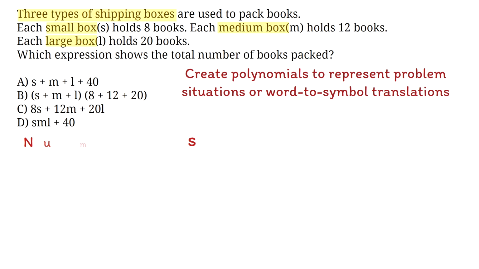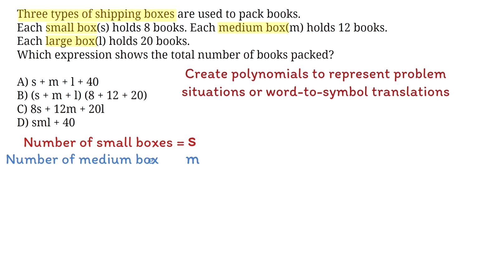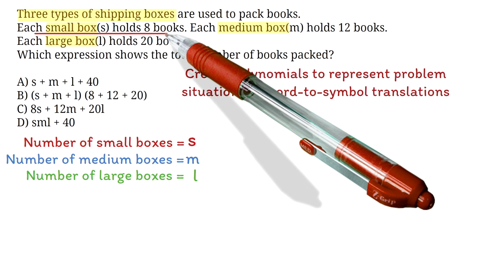Let S represent the number of small boxes. Let M represent the number of medium boxes, and let L represent the number of large boxes. Next, we calculate the total number of books that each type of box holds. To do this, we multiply the number of boxes by how many books each box can carry. We are told each small box holds 8 books.